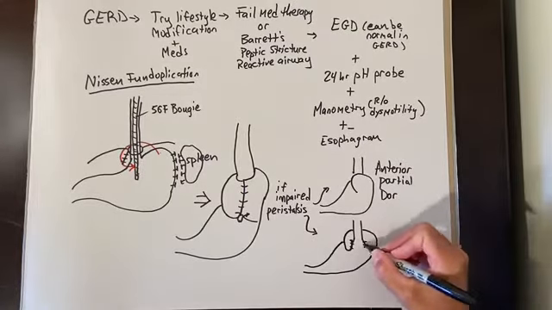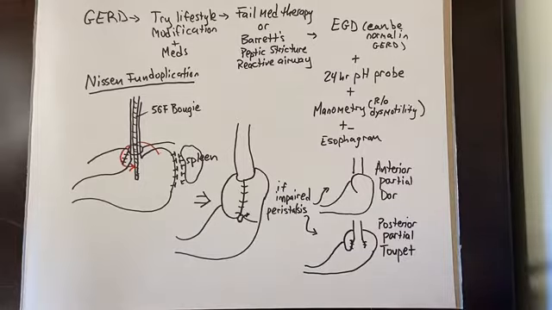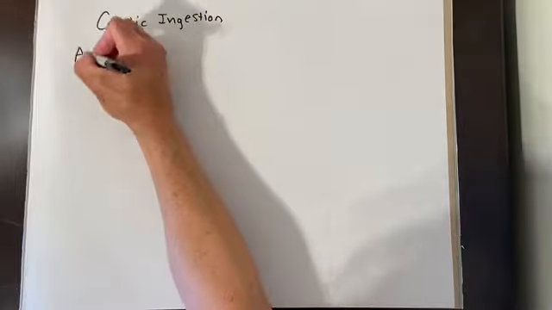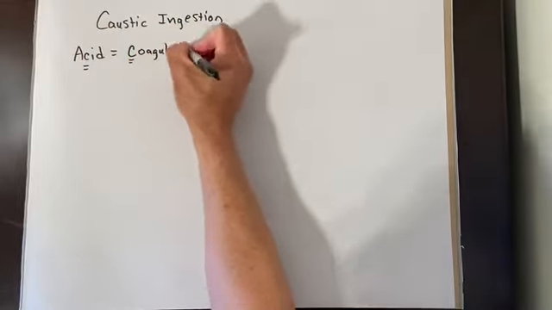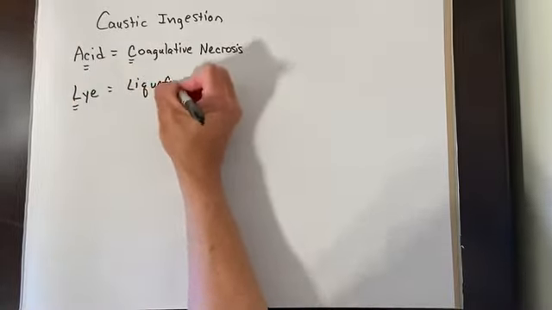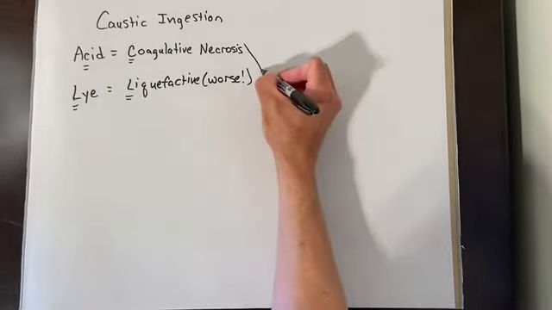Okay, let's move on to caustic ingestion. Caustic chemical ingestion comes in 2 types. Acids, which cause coagulative necrosis, and alkali or lye, which causes liquefactive necrosis. Liquefactive necrosis from lye is obviously worse.